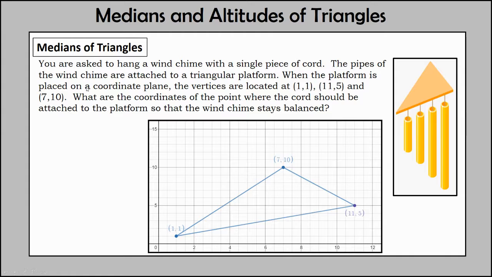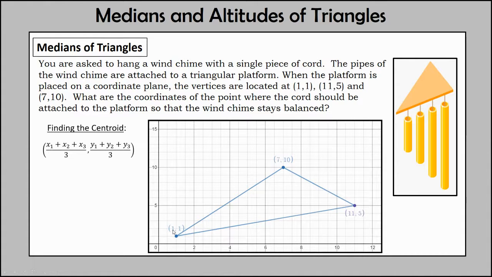Let's go back to this question. So you're tasked with attaching one string to this triangle so that when you hang it from the ceiling, it hangs balanced. To do that, we can use one of two methods. One method, if I'm in a coordinate plane, is to do what I just showed you. To find the centroid, I'm going to take the average of the x coordinates that represent the vertices and the average of the y coordinates.